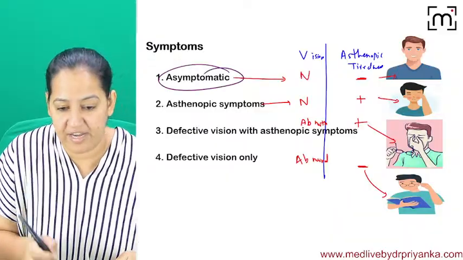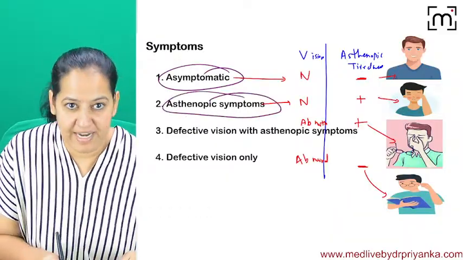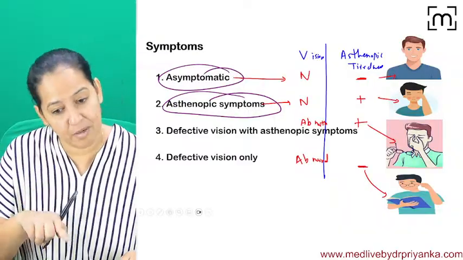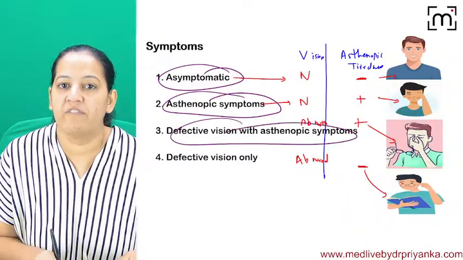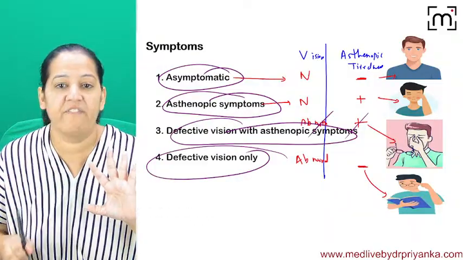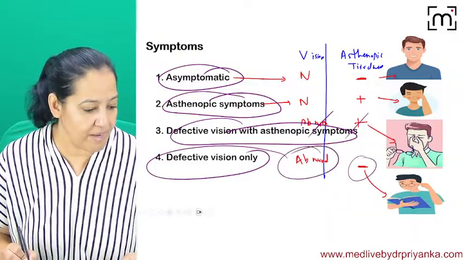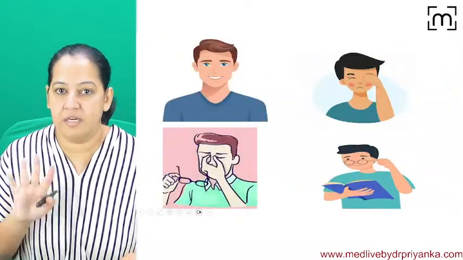Maybe it is an incidental detection in an annual eye checkup. Everyone should go for an annual eye checkup. Or maybe it is at this stage: the patient has asthenopic symptoms, but vision is normal. Or maybe it is both: vision is abnormal and asthenopic symptoms are also there. Or here, the eyes are given up. Given up means a person doesn't have tired eyes, but only abnormal vision. How many of you got it? So these are the 4 possibilities.